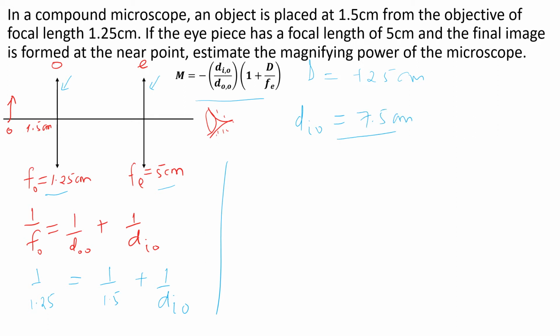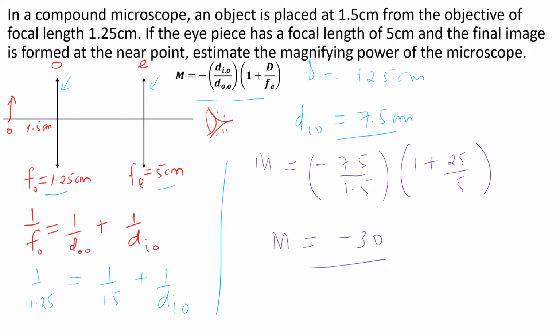So after getting it, we can now go ahead and get magnification equal to negative of D_IO, which is 7.5, divided by 1.5, multiplied by 1 plus the least distance of distinct vision 25 divided by the focal length of the eyepiece, which is 5. This is going to give us negative 30. So this means that the magnification produced by this instrument is 30. The negative sign means that the image is inverted.